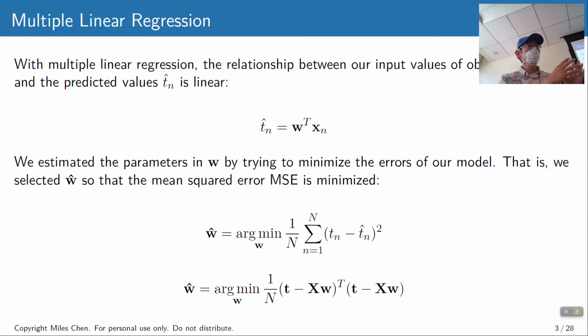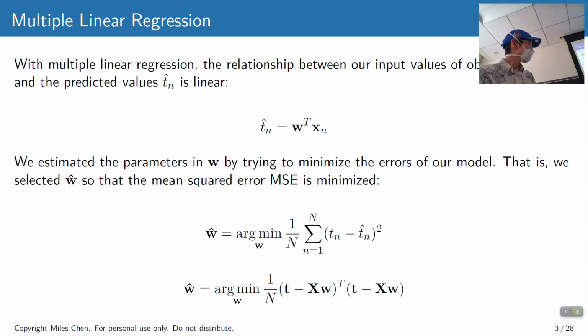You could have multiple columns in X. Some of those columns in X could be polynomial factors of X and things like that. It just means when you calculate your predicted value t hat, you're taking whatever value in X and it gets multiplied by a constant W.